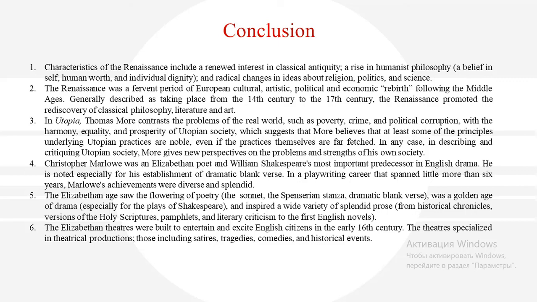In Utopia, Thomas More contrasts the problems of the real world, such as poverty, crime, and political corruption, with the harmony, equality, and prosperity of utopian society, which suggests that More believes that at least some of the principles underlying utopian practices are noble, even if the practices themselves are far-fetched. In any case, in describing and critiquing utopian society, More gives new perspectives on the problems and strengths of his own society.